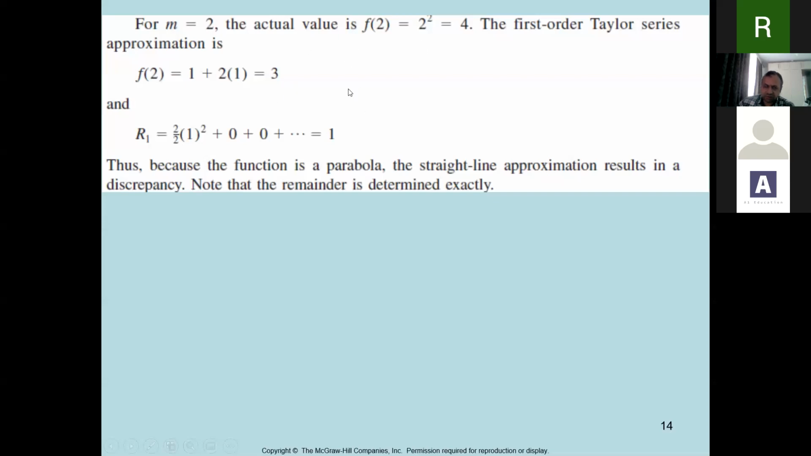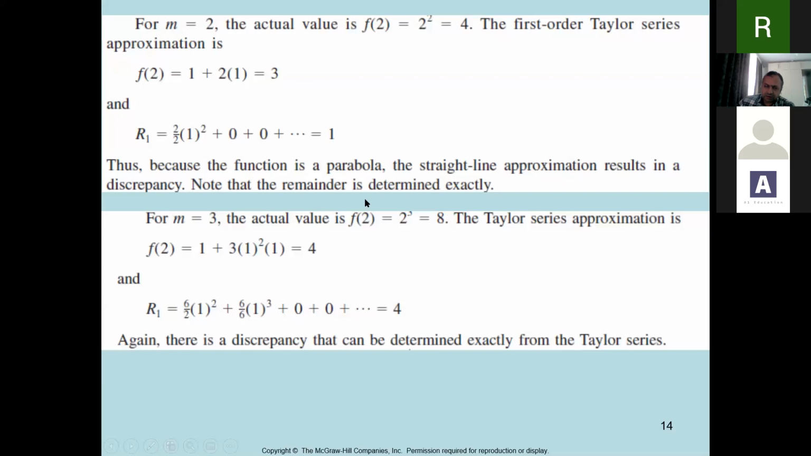in the nonlinear function, okay? And the error will gradually increase. For m is equal to 3, the original value is 8, the approximated value is 4, and the Taylor series accurately calculates the approximate error over here. But you can see that the more nonlinearity in the function, the more the error. So in the previous case the error was 1. In the current case the error is 4.